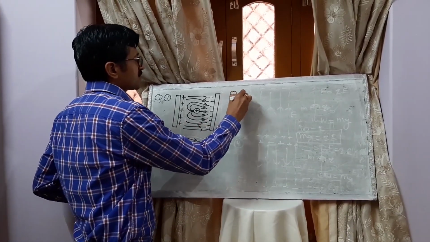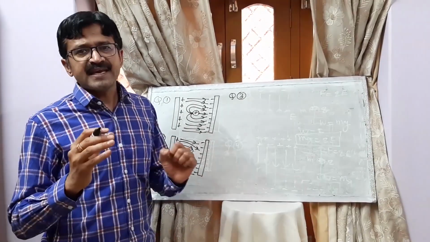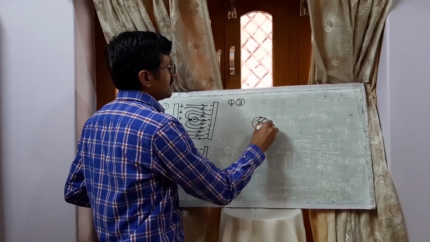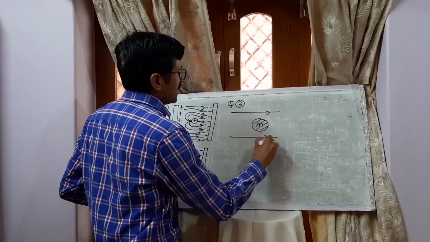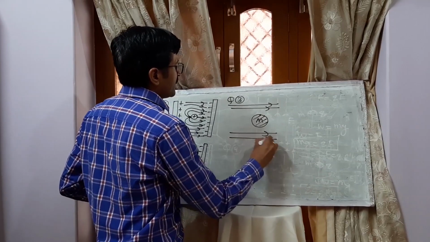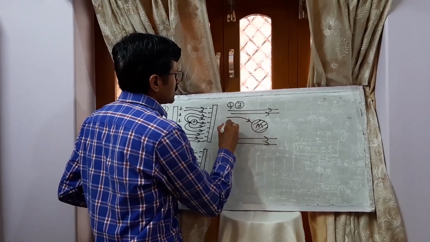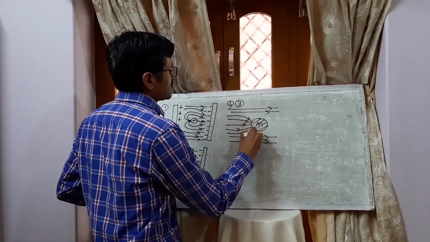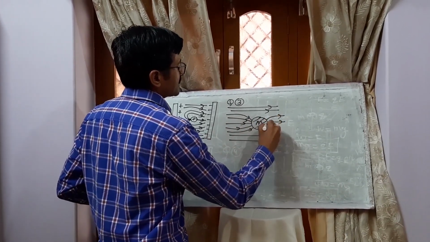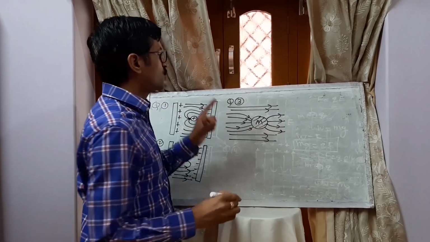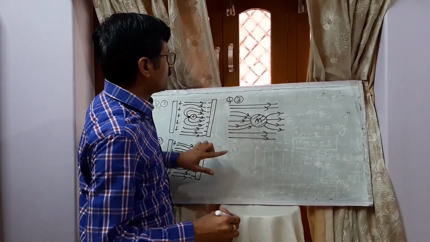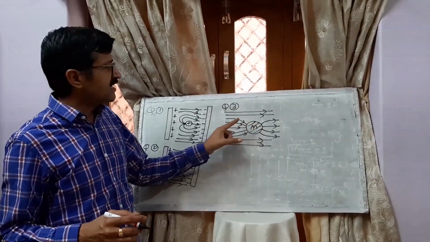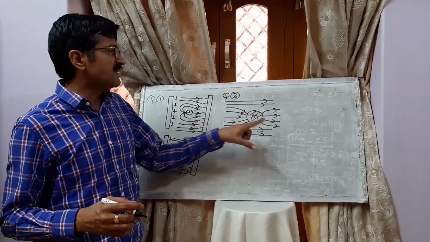Then question number three: if a metal sphere is kept in an electric field, what happens? This is a metal sphere, and it is kept in an electric field. Then most of the electric field lines will get deviated towards the metal sphere, like that. This is due to induction of electric charges developed at both the ends. Then the electric field lines will get deviated at the ends.